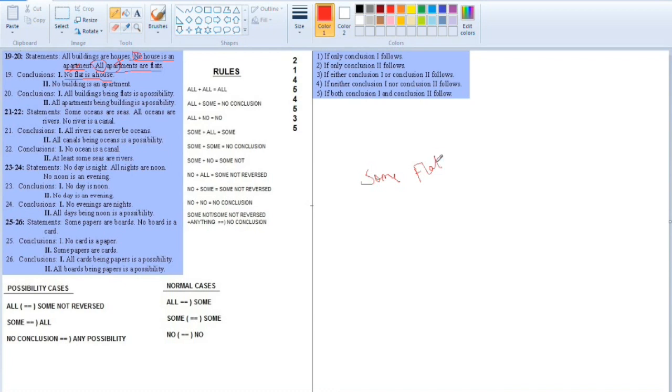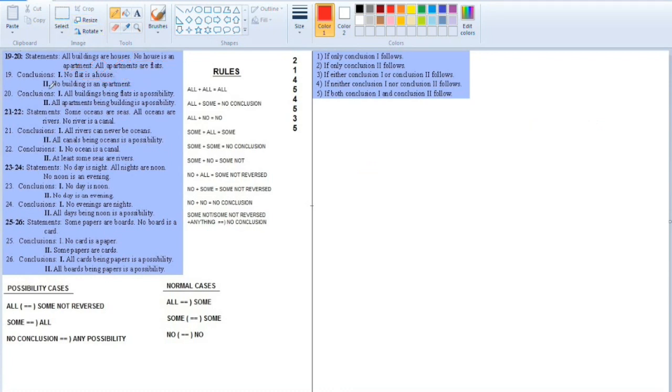Some flat is not a house. So this is the result which we are getting, and that is not what the conclusion is. The conclusion says no flat is a house, but we got some flat is not a house. So this one is wrong.